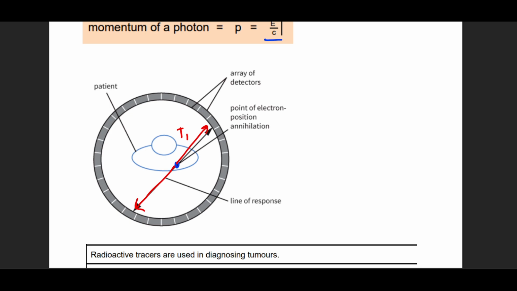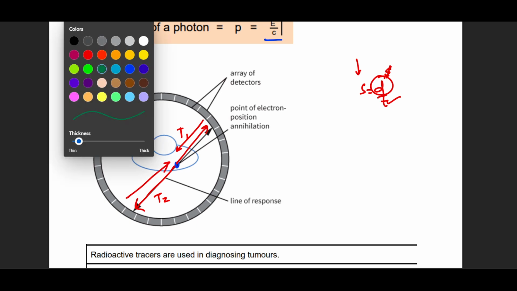Now, the time taken for this particle and the time taken for this particle are measured and calculated because we know that they are moving at the speed of light. So using speed equals distance over time, we know the speed of the particles, we don't know the distance, but we know the time. So we backtrack this distance from this location and from this location, and then we can pinpoint the exact location where these photons must have originated from.